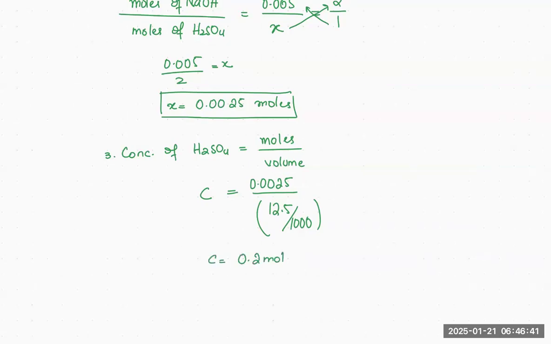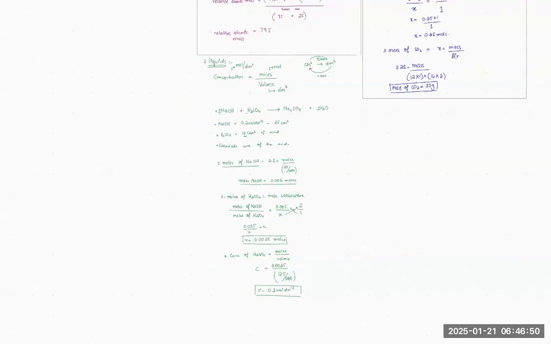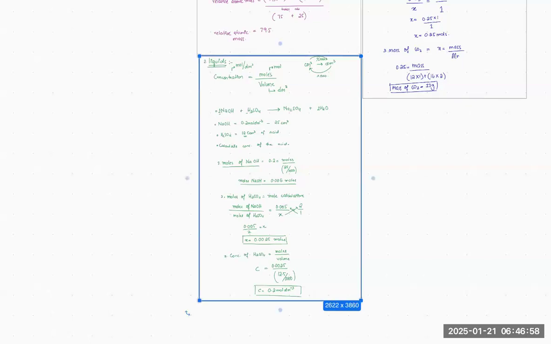So this is how you're going to do your titration calculations. Start by finding the moles of the known, then find the moles of the unknown, then find whatever the examiners have asked you in the question. Concentration, volume, whatever is part of the question, you're going to calculate that accordingly.